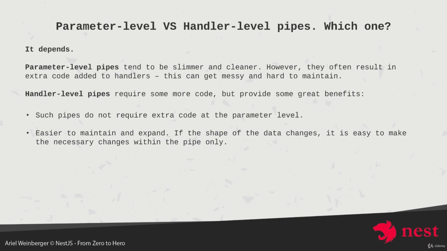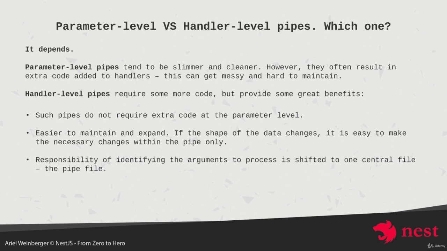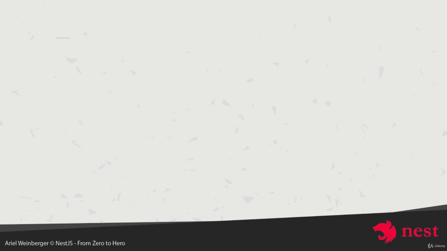They're easier to maintain and expand, so if the shape of the data changes, it is easy to make the necessary changes within the pipe only. The responsibility of identifying the arguments to process is shifted to one central file, that is the pipe file. And it promotes the usage of DTOs, which is a very good practice, as we've seen earlier.